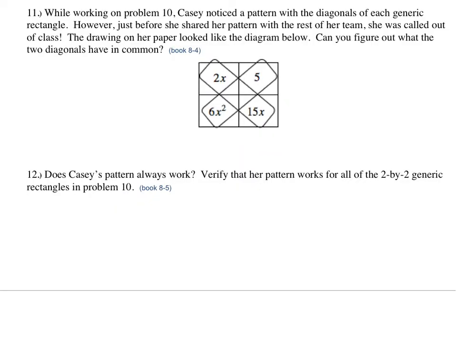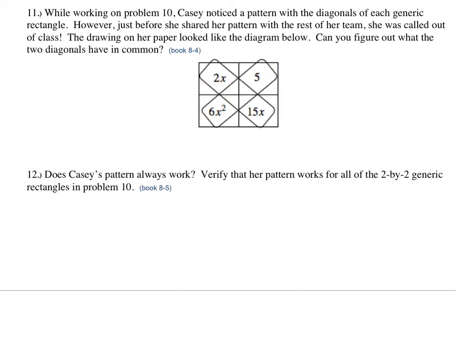While working on the previous problem, Casey noticed a pattern with the diagonals of each generic rectangle. However, just before she shared her pattern with the rest of her team, she was called out of class. The drawing on her paper looked like the diagram below. Can you figure out what the two diagonals have in common? Well, they don't have a common factor. These two both have an x, but these two don't.